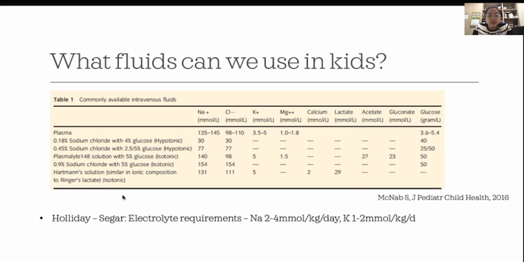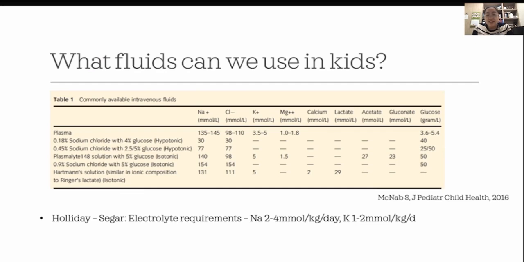You will note that on this table also there's isotonic fluid, like normal 0.9% sodium chloride with 5% glucose, which we often give for children, Plasma-Lyte, and then another balanced solution with Hartmann's. So this is a comparator table in terms of what is available.